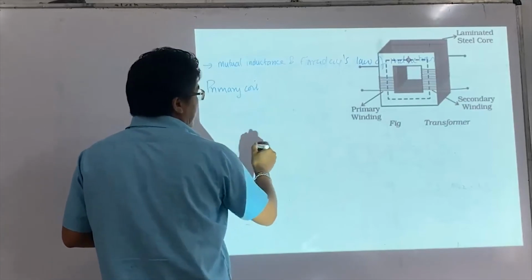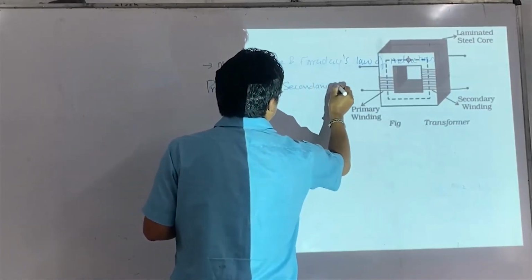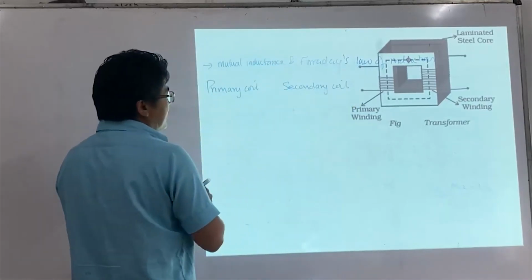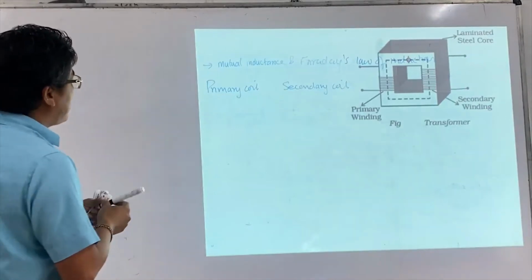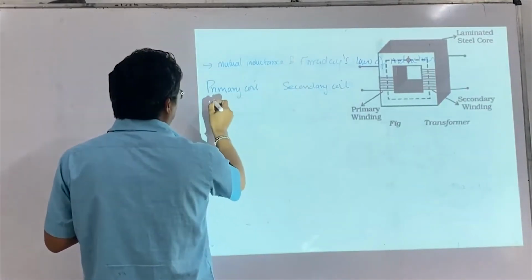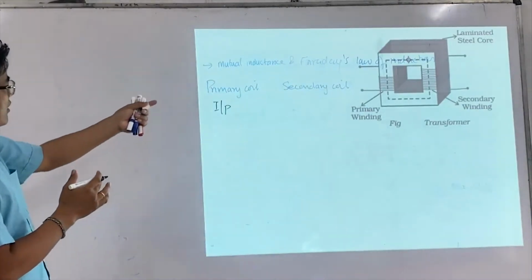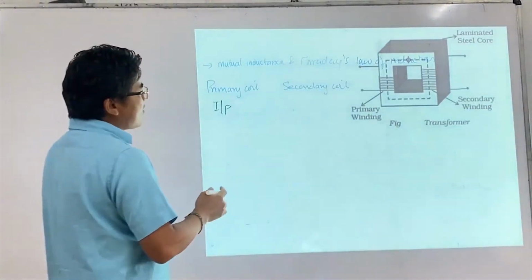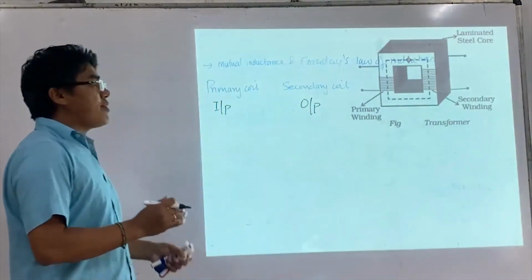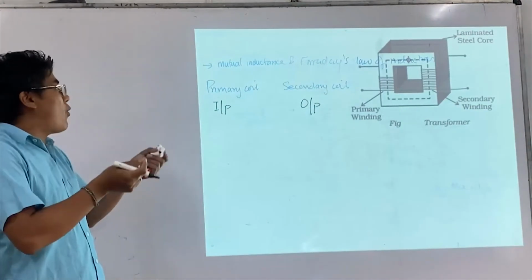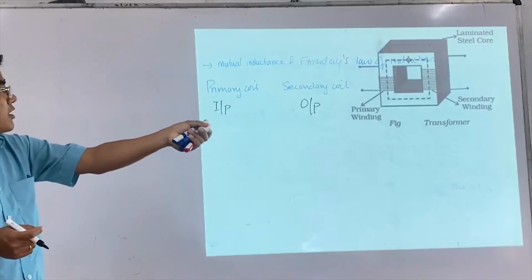Primary coil, and then I have a secondary coil. I say the primary coil is taken as an input source. This is going to be an input, and the secondary winding is going to be an output. All right. You are going to supply voltage at the primary coil. You are going to take out a voltage from the secondary coil.